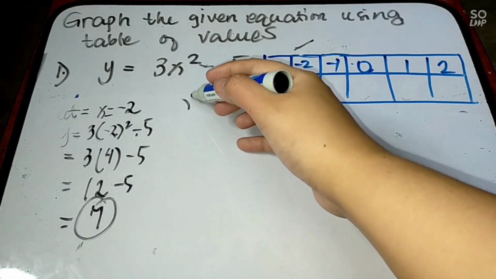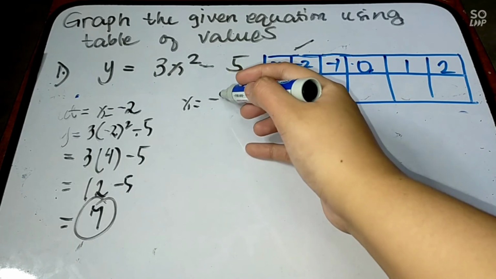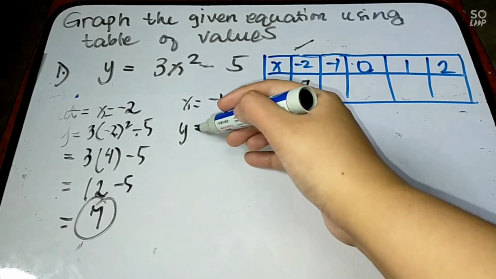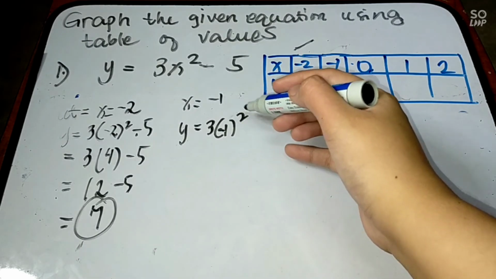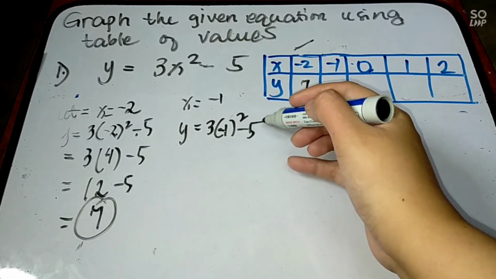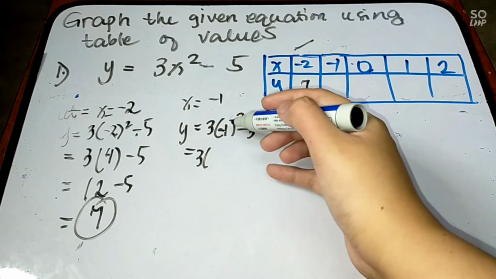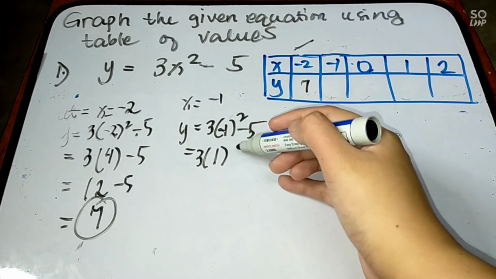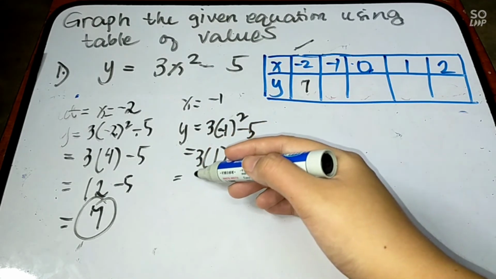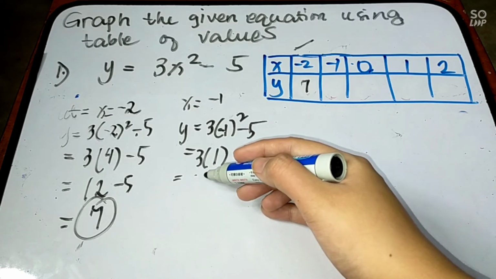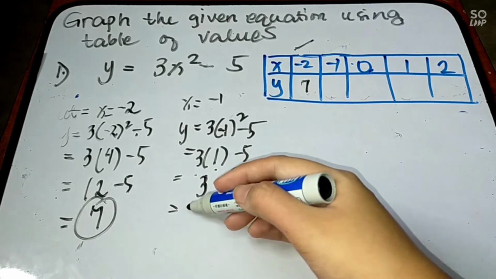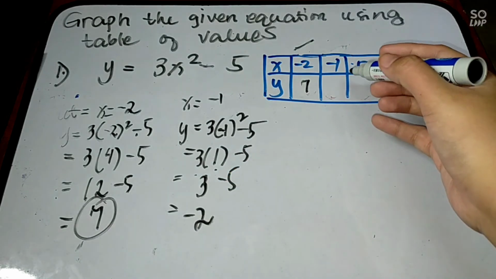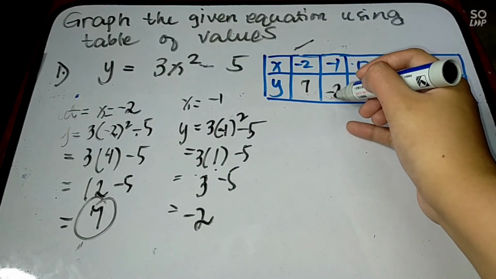Next tayo. X is equals to negative 1. Just substitute ulit. Y is equals to 3 times negative 1 squared minus 5. It is equal to 3 times negative 1 squared, the answer is 1 minus 5. Next, 3 times 1, the answer here is 3 minus 5. Then, 3 minus 5, the answer is negative 2. So, ang katapat ni negative 1, we have here negative 2.